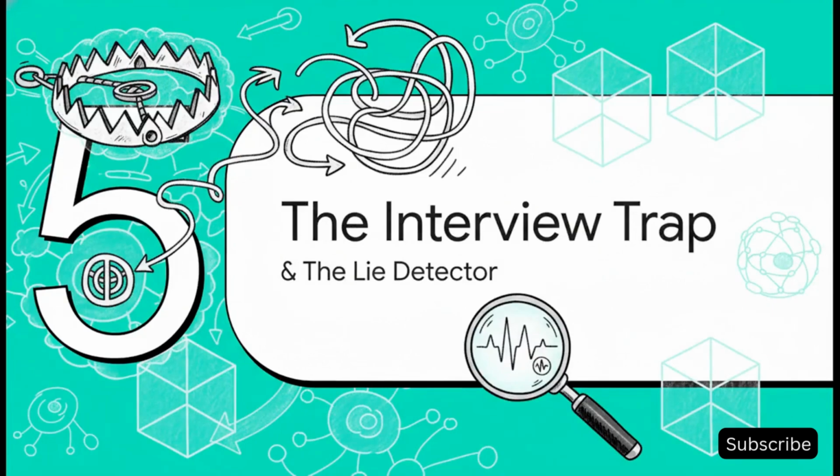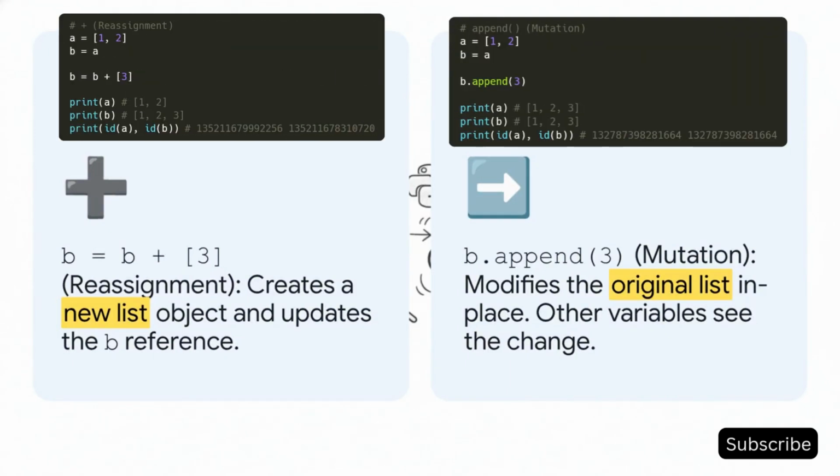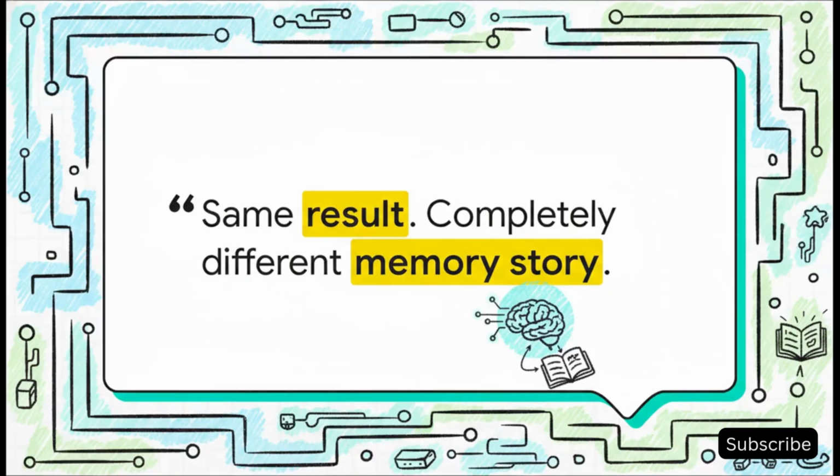Now, let's see how this all plays out in a classic interview problem. This is exactly where a lot of developers get tripped up, but you're about to get the tool that lets you see right through the trap. Look at this really closely. These two lines of code, they look like they do the same thing, right? But what's happening in memory is completely different. The plus operator reassigns B by creating a totally new list. But .append, that mutates the original list right where it is, and that's the trap. If another variable was also pointing to that same list, it would suddenly change, and you might not expect it. And that's exactly why interviewers love this question. It looks like you get the same result, but it reveals whether you truly understand what's happening under the hood. It's not about what you see on the screen, it's about the memory story.